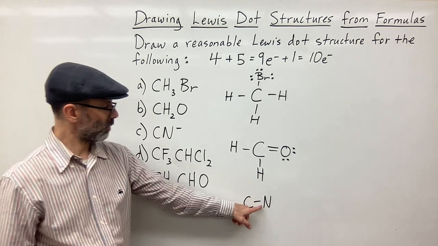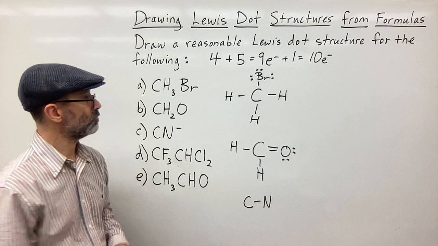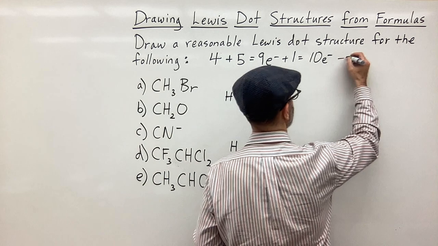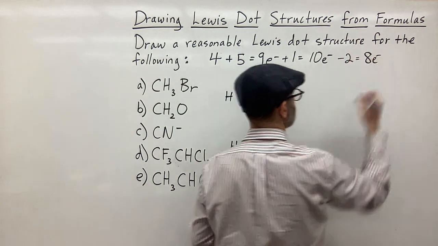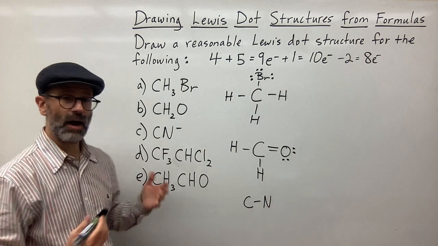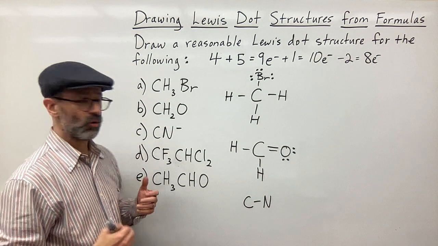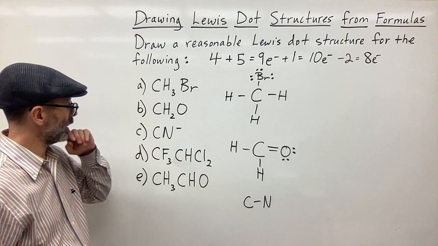So we used 1 bond, and so we're going to subtract out 2 electrons for that 1 bond, and that's going to be 8 electrons left. So now I have 8 electrons. So what do I do? So, 8 electrons.